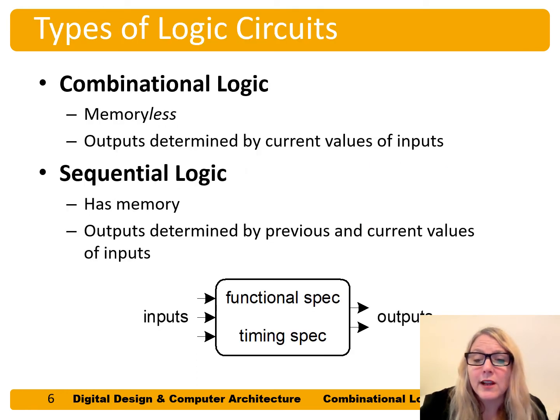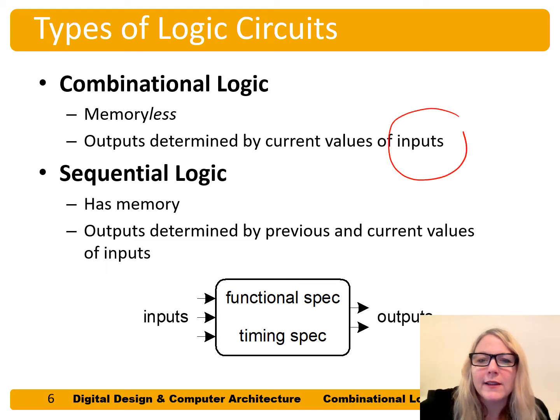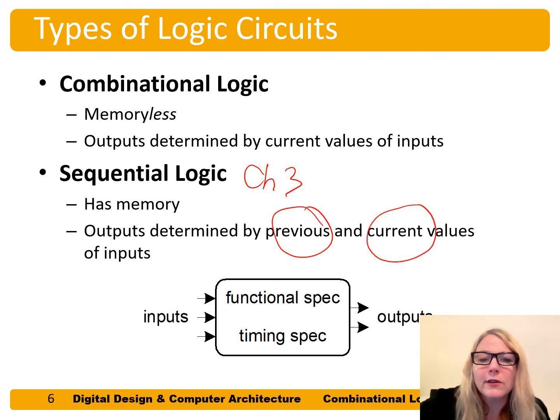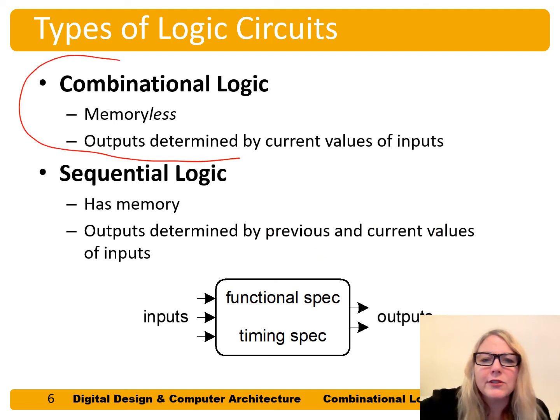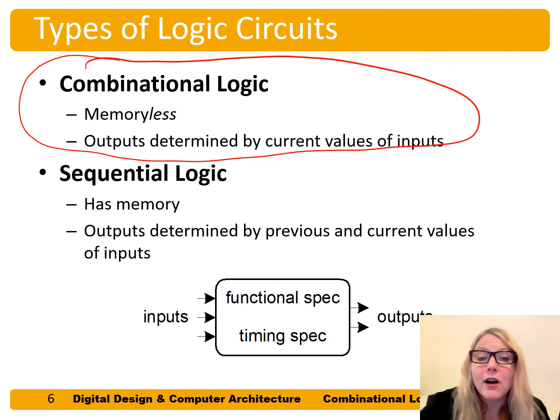Combinational logic, which we're talking about in this chapter, is memoryless. That is, the outputs are completely determined by whatever the current value of the input is. So they don't remember what was my last input. No idea. It's completely determined by what the current inputs are. Sequential logic, which we'll talk about in chapter 3, does have memory, where the outputs are determined by not only the current values, but also the previous values. And so in this chapter, chapter 2, we're focusing on combinational logic.